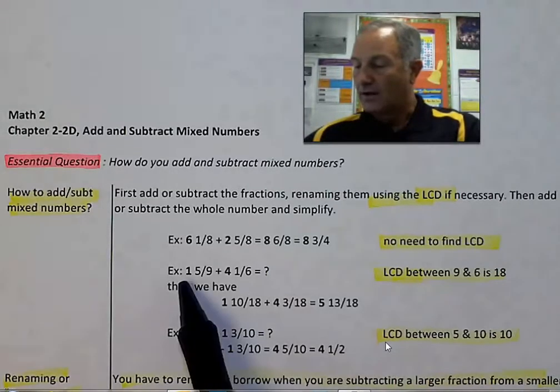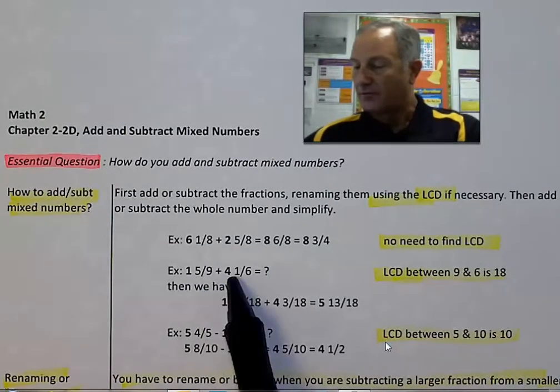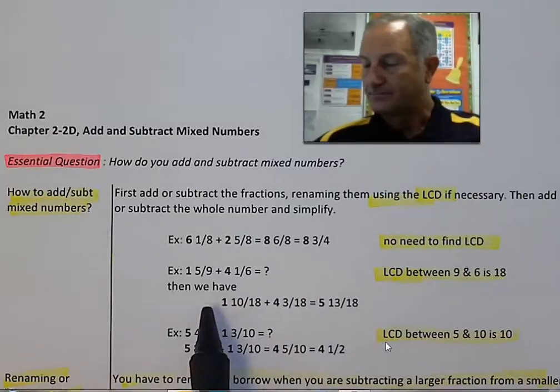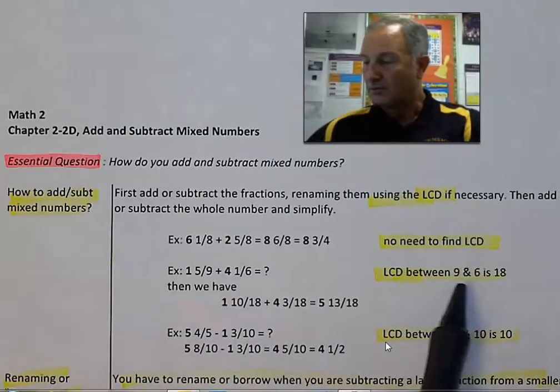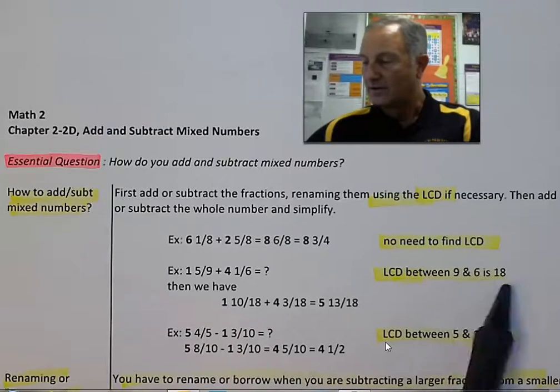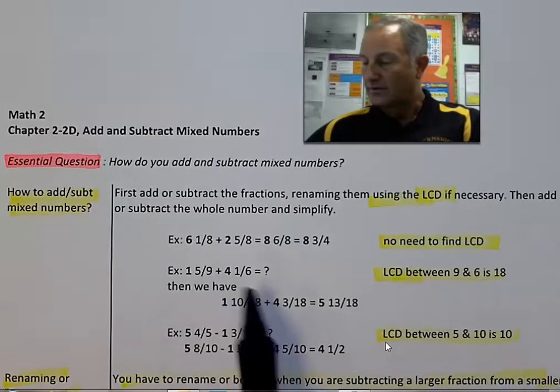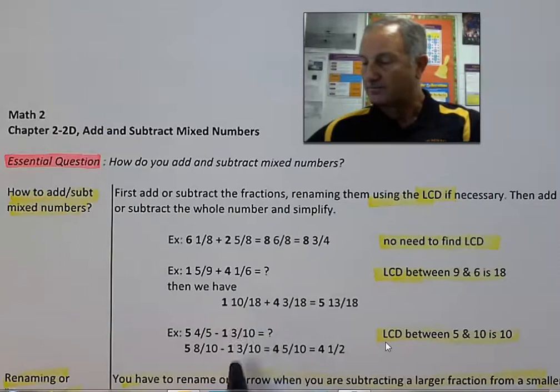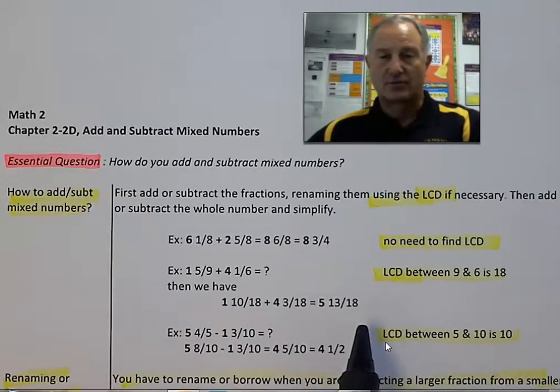What if we were adding 1 and 5/9 plus 4 and 1/6? Then what we would have as a common denominator between 9 and 6 is 18. So 9 times 2 gave you 18, so 5 times 2 gives you 10. 6 times 3 gives you 18, so 1 times 3 gives you 3. Add the whole number parts, you get 5. 10 plus 3 is 13 over 18. You can't simplify it. That's as far as you go.